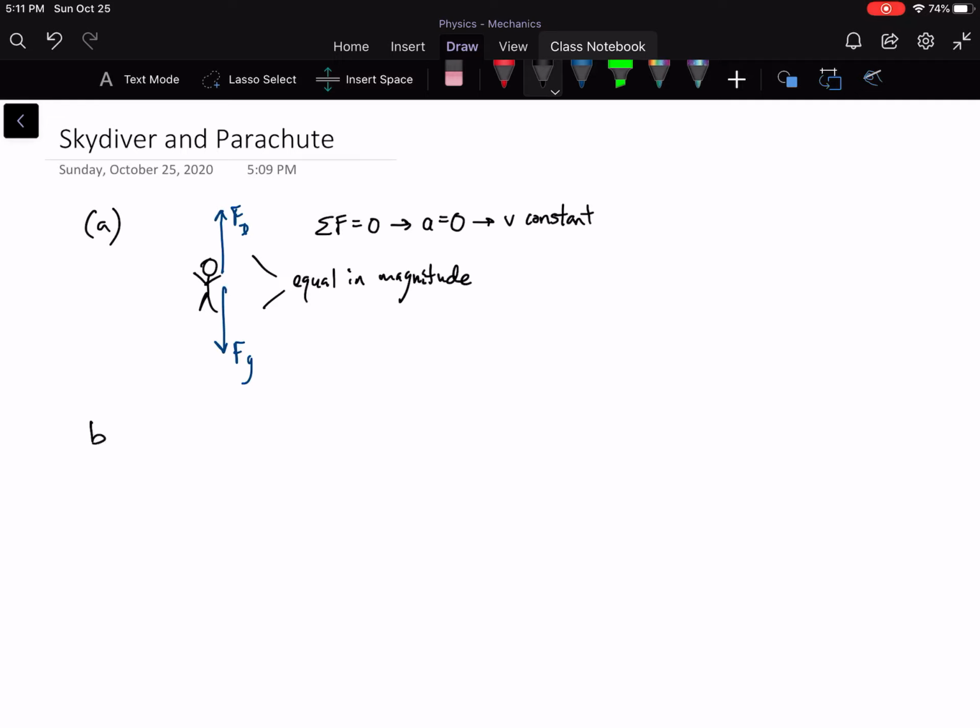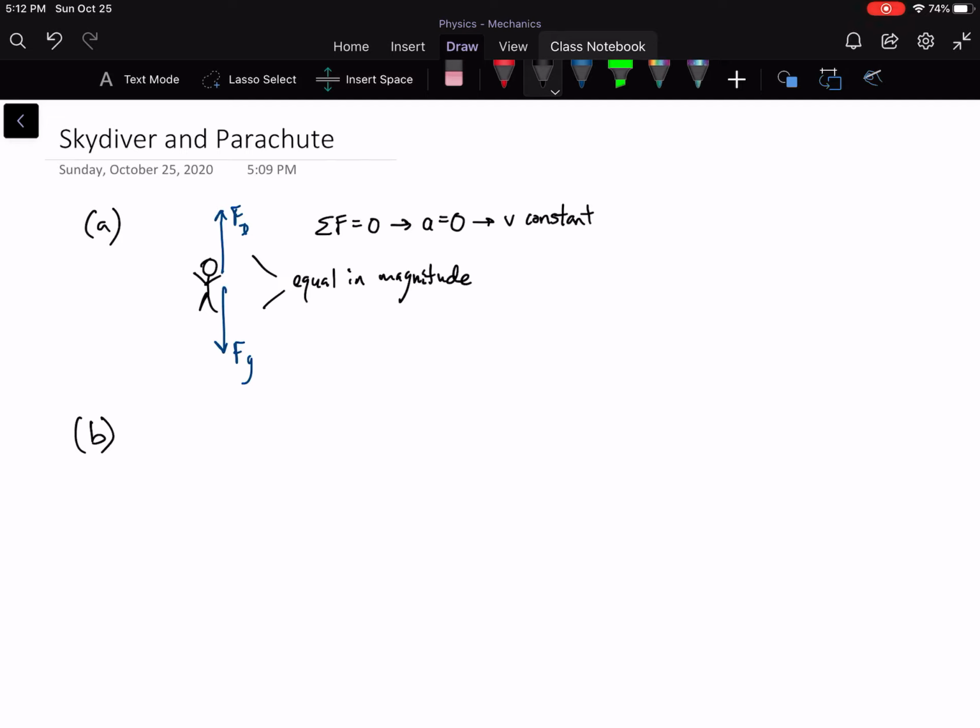Part B: The skydiver then opens their parachute. A moment after the parachute opens, compare the drag force on the parachute-skydiver system to the force of gravity on them. Enter your answer here and then draw a free body diagram of the system in your written work.